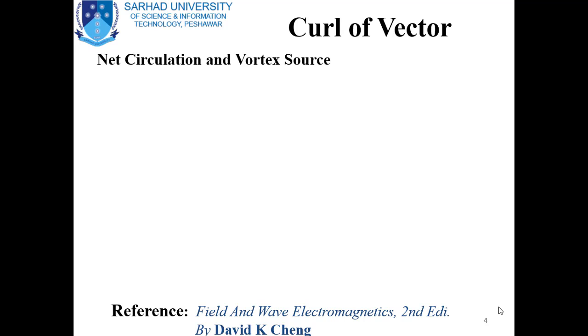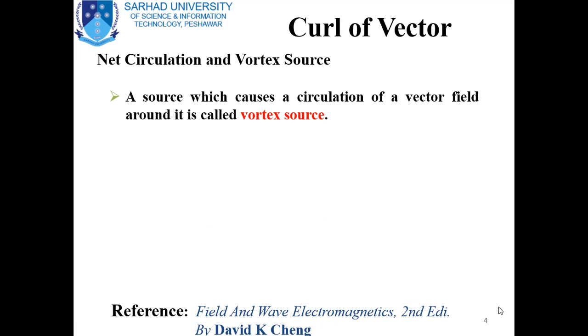But first we will discuss the vortex source, which is the cause of a net circulation of a vector field. A source which causes a circulation of a vector field around it is called a vortex source. For example, we have a conductor in which the current is flowing in either direction. One of the effects of the electric current is to establish the magnetic field around the conductor, such that the conductor becomes the central axis of this field.